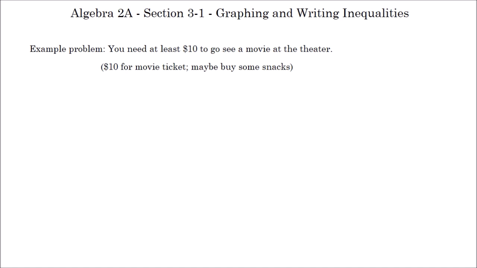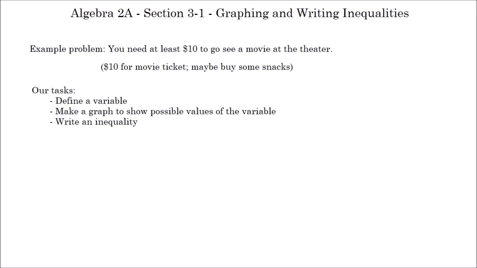We're going to define a variable, a number that we maybe do or do not know the value of. We're going to show possible values, possible numbers that work on a graph, and then we're also going to write an inequality. And we can actually do these in any order. There's not necessarily one thing we have to do first, but I'm actually first going to translate for this problem, just to help us understand the problem a little bit better.